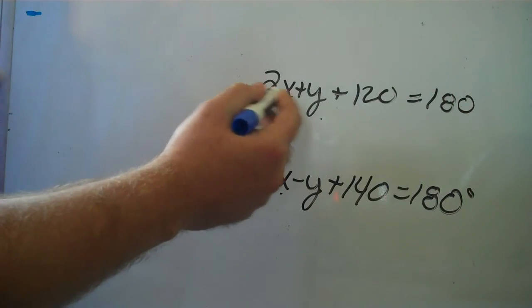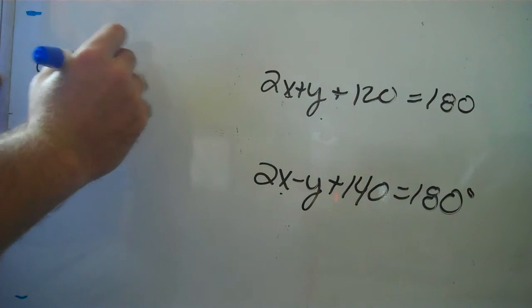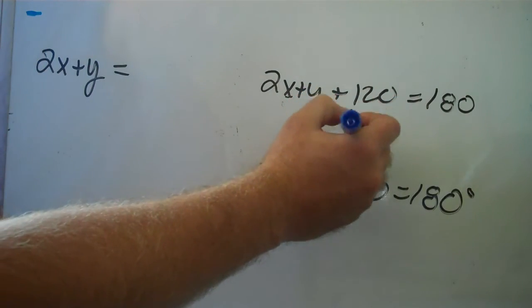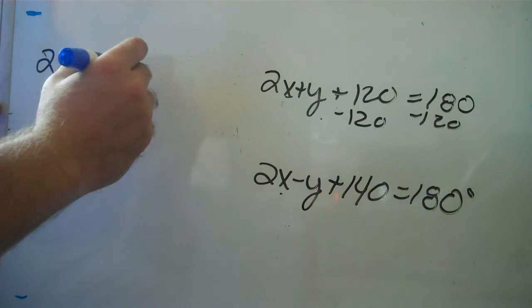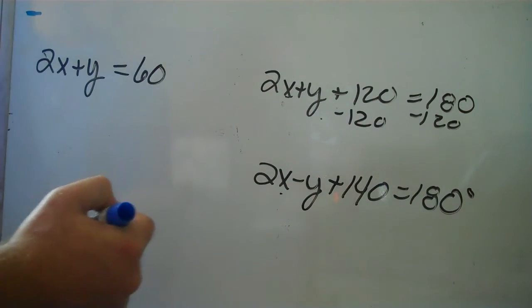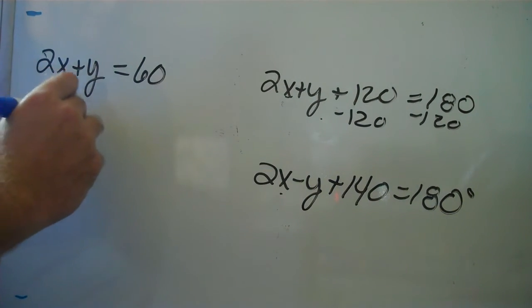So right now 2x and y are already on the left hand side, so we're going to write 2x plus y. Now I want to get this 120 to the other side, so I'll subtract 120 here, subtract 120 here, so it's going to give me 60 on the right hand side. So 2x plus y is equal to 60. And we'll do the same thing for this bottom equation. The 2x and the y are already on the left, so I'll leave them as 2x minus y.